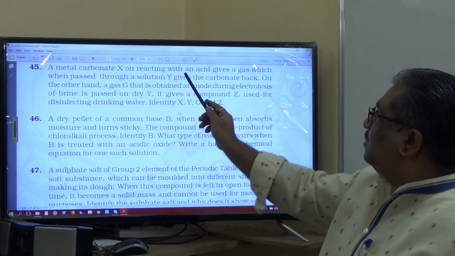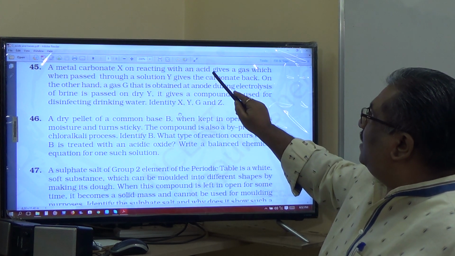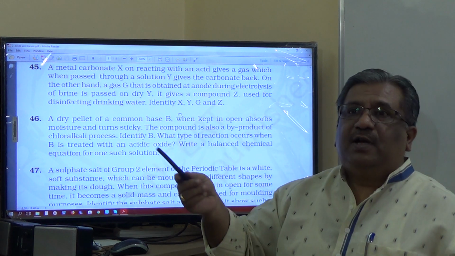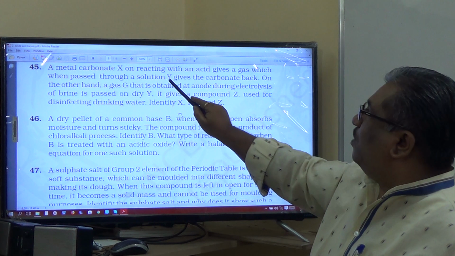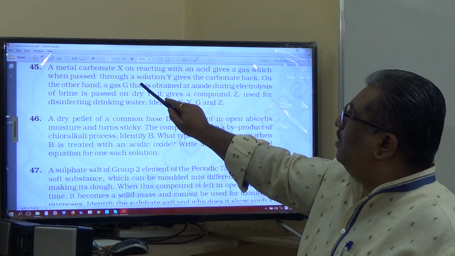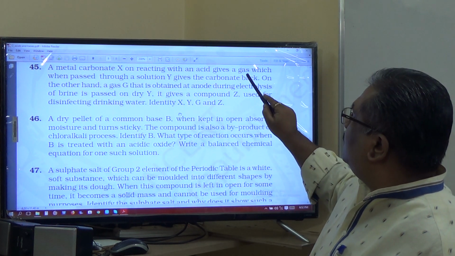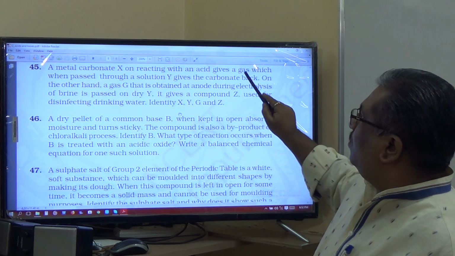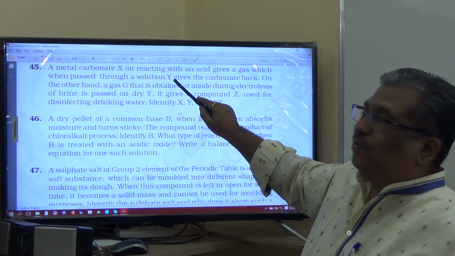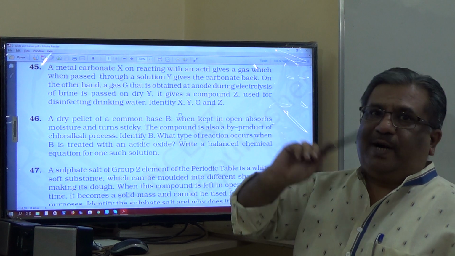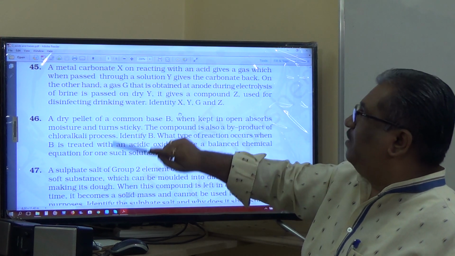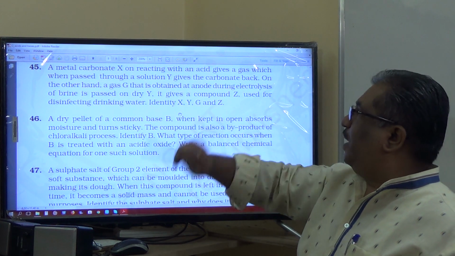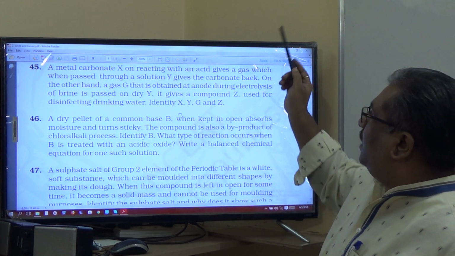I hope you are able to understand. When it reacts with acid, it gives CO2. So calcium carbonate is X. When it reacts with acid, it gives a gas, CO2, not Y. When it is passed through a solution of Y, Y here is calcium hydroxide. So the metal carbonate X is calcium carbonate and Y is calcium hydroxide, to get calcium carbonate back.